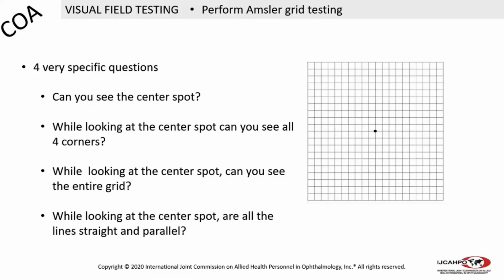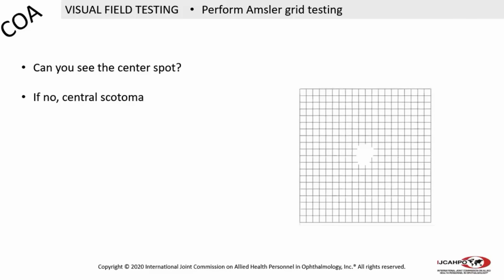When testing a patient with the Amsler grid, you should ask 4 specific questions. You should ask the patient, can you see the center spot? While looking at the center spot, can you see all 4 corners? While looking at the center spot, can you see the entire grid? While looking at the center spot, are all the lines straight and parallel? If the patient cannot see the center spot, as the example here, this could indicate a central scotoma.